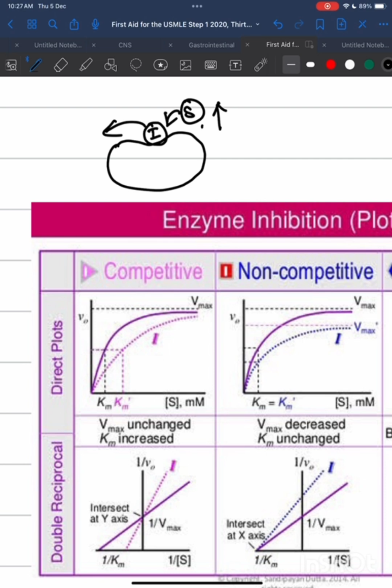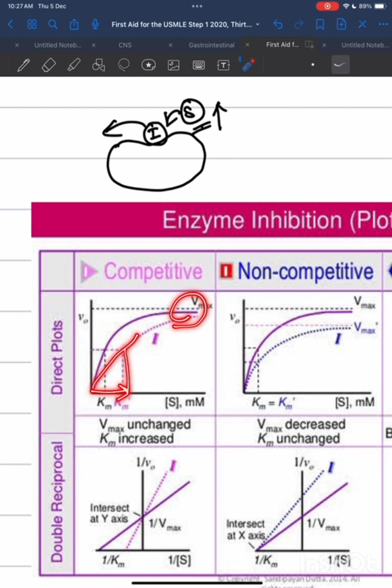So what happened? By increasing the substrate, it means you are increasing Km. Km increases here. Can you see? But Vmax won't change. Vmax is the same, only Km is increased here. Okay, this happens in competitive inhibition.